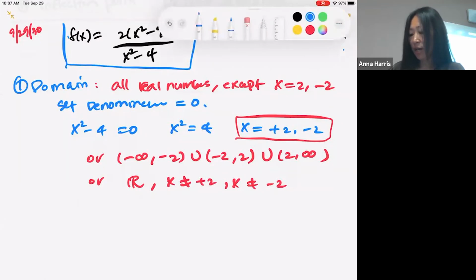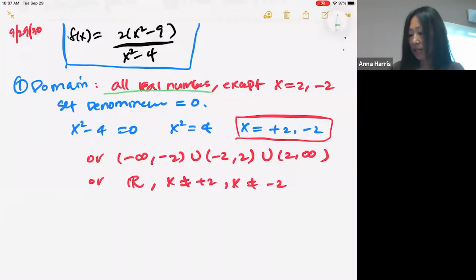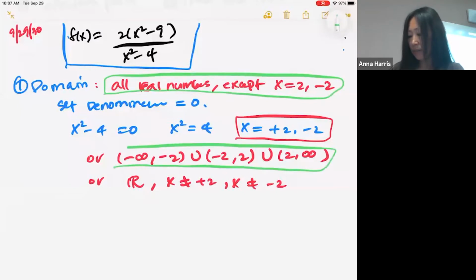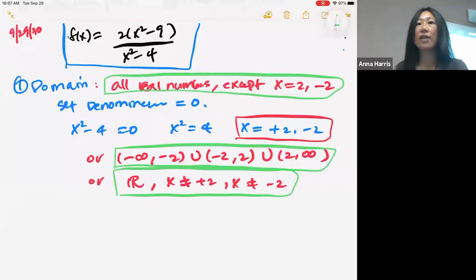So your answer, you can write it like this, or you can write it like this. They're all fine. So that's your answer. Your domain is every real number except positive 2 and negative 2. Okay, next.